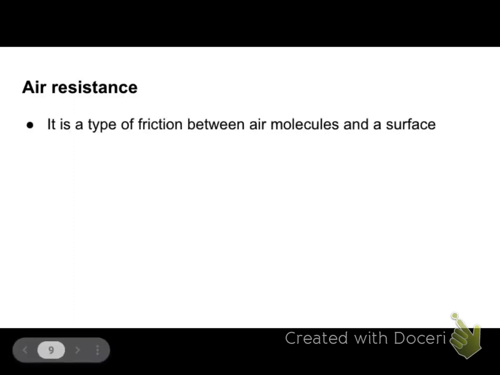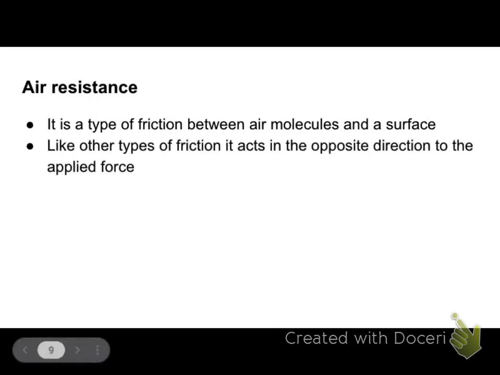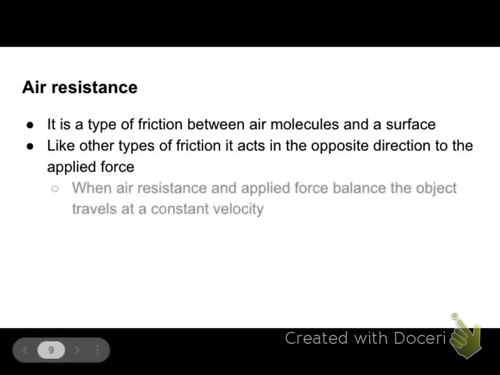Okay. Air resistance is a type of friction. So you could technically shove this under the friction category, but we put it in its own group because people sometimes forget that air resistance is friction because one of the surfaces, air, you cannot see. But it is the force of friction that happens between a surface and air molecules. Like other types of friction, it acts in the opposite direction to whatever your applied force is.